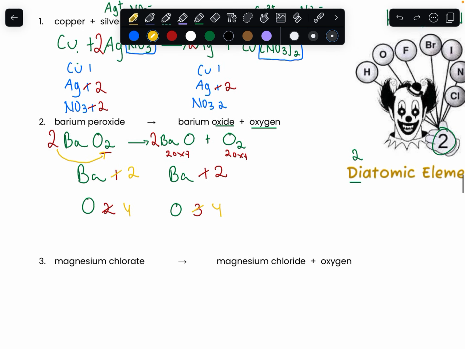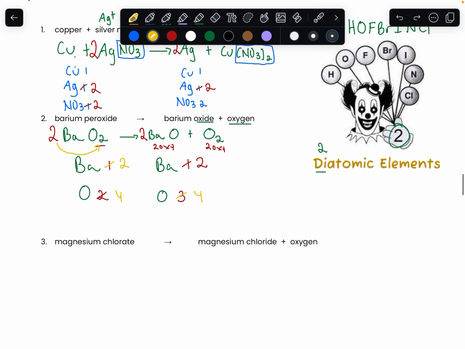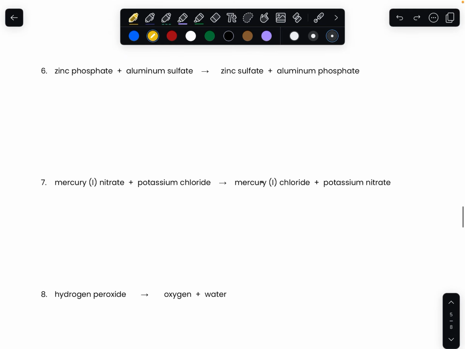Now, one thing I do want to mention before we move on is O only goes in pairs of 2 when it's on its own. Notice that oxygen can exist as a 1 oxygen atom if it's paired with something else. So you only do a diatomic or make it diatomic when it's an element on its own. Okay? All right, the last one we're going to look at here.